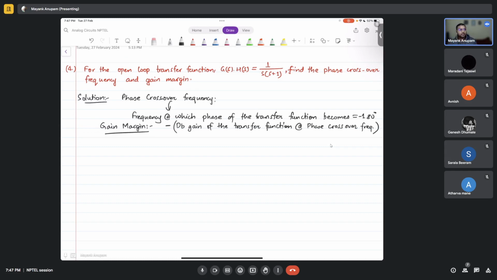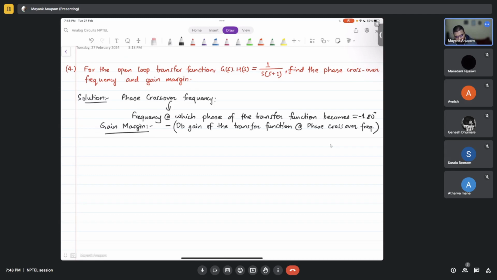Okay, do you guys understand this statement? Yeah, if you understand, say yes. If you do not, say no. All right. So, fine. So, what is the phase crossover frequency here?